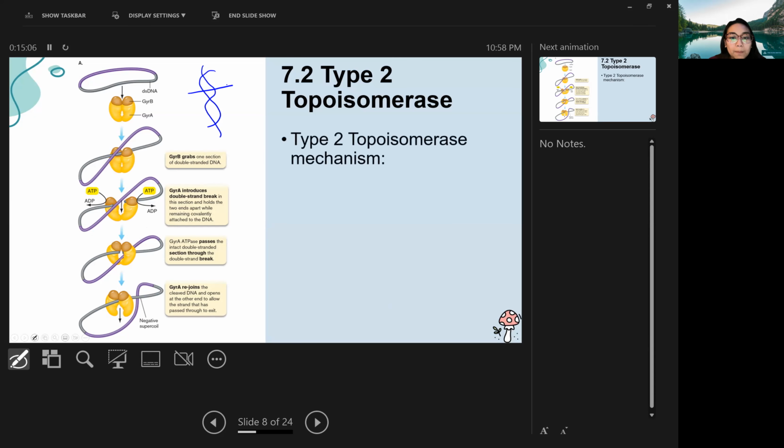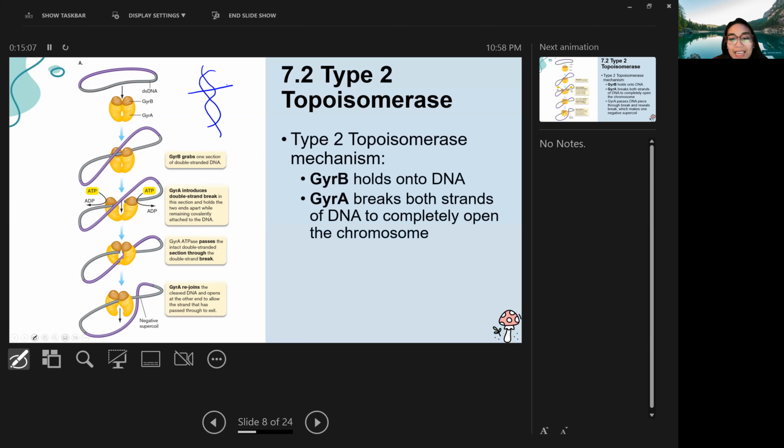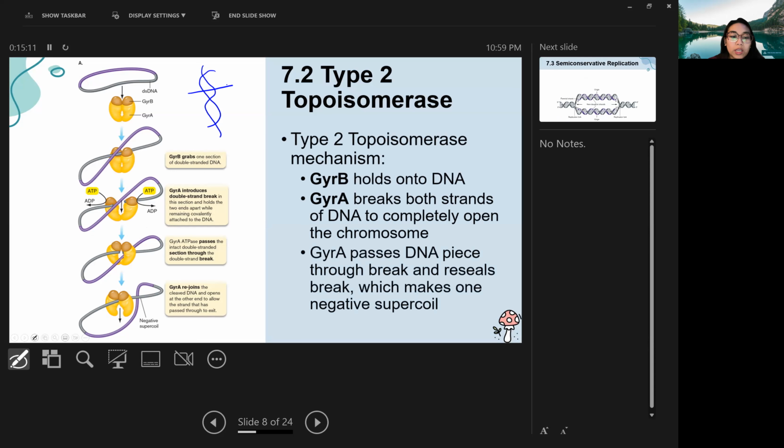Both strands are broken. Okay. So that's what gyrase does. It completely opens up the chromosome. So now it's linear essentially. And then gyrase will use some ATP to basically pass one of the strands over each other, which creates this supercoil. Basically what it does is it twists it. Okay, so it causes a twist in the DNA, and then it seals it. It reseals the DNA, so now that twist is permanent, and it creates one negative supercoil.